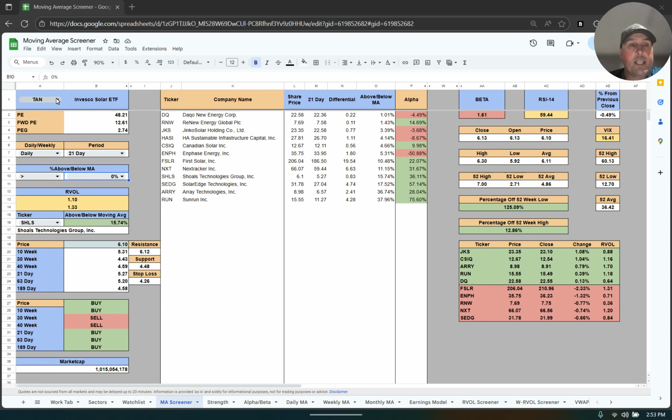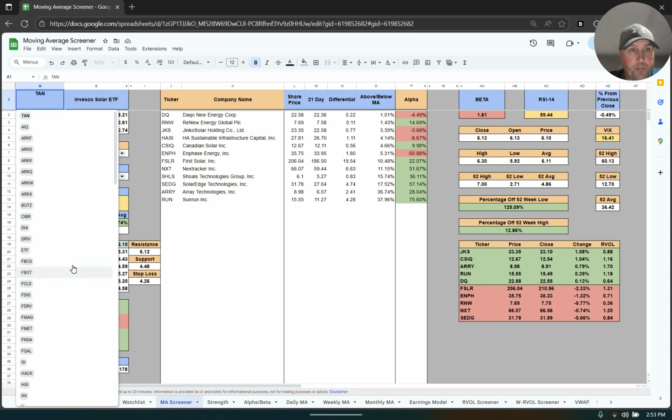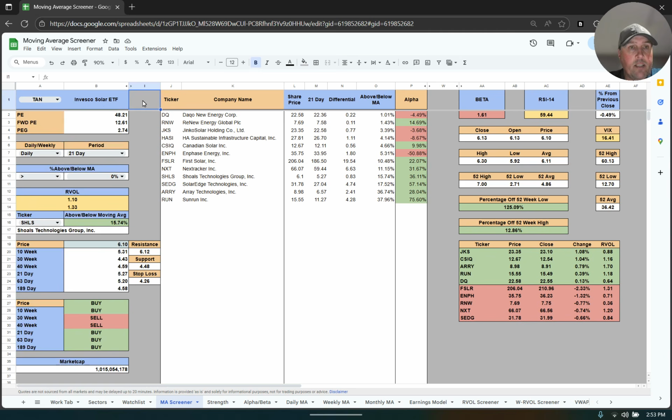I have to put them in the work tab, so I don't have every ETF. I have the Qs, I have the SPY, I have the Dow Jones, and some newsletters, some ones I've created myself. I have the TAN Invesco ETF. I just pull this down and select whatever ETF I want. Right now I have selected the TAN, and I'm going to leave it there.